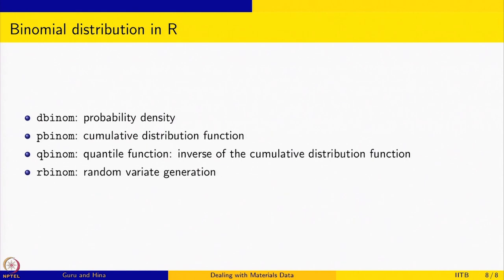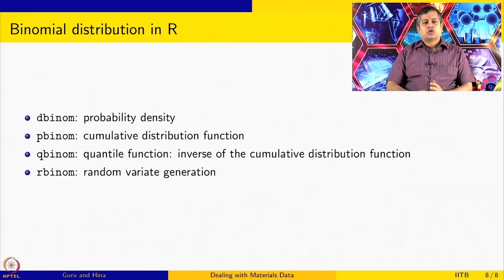In any case, so how do we deal with binomial distributions using R? This is a common theme that you will see running through the rest of this module. There are always four commands. In this case, it is binomial distribution. So, binom is common, and you have dbinom, which is for probability density, pbinom, which is for the cumulative distribution function, qbinom, which is the quantile function, which is the inverse of the cumulative distribution function, rbinom, which is for random variate generation.